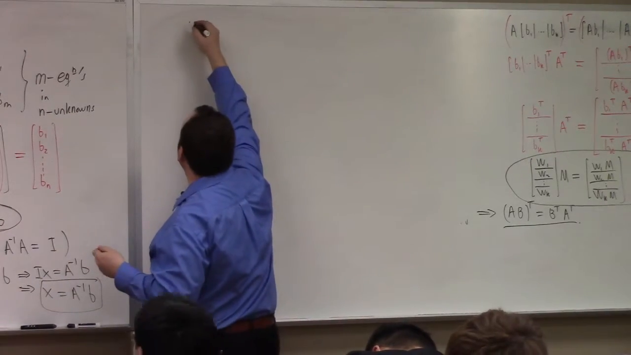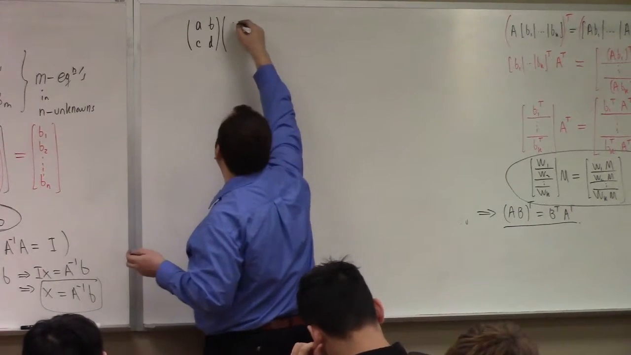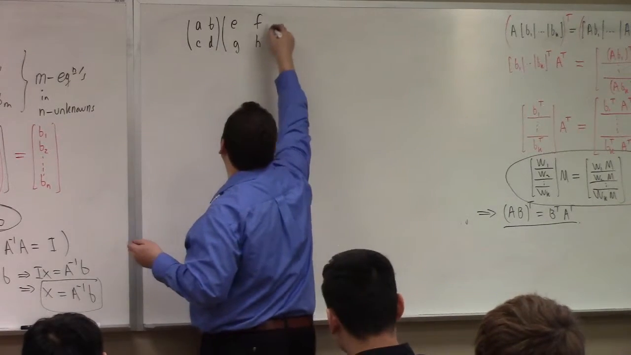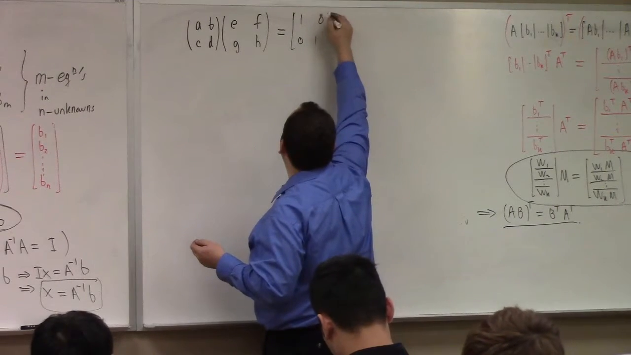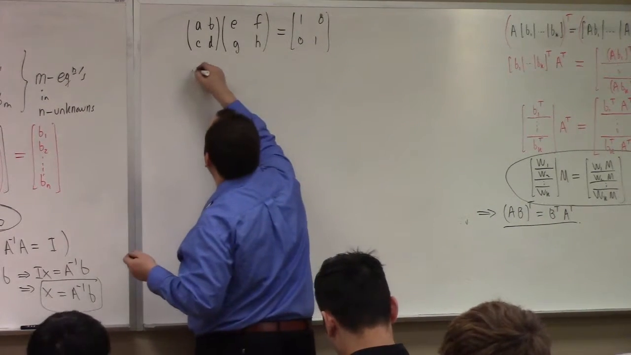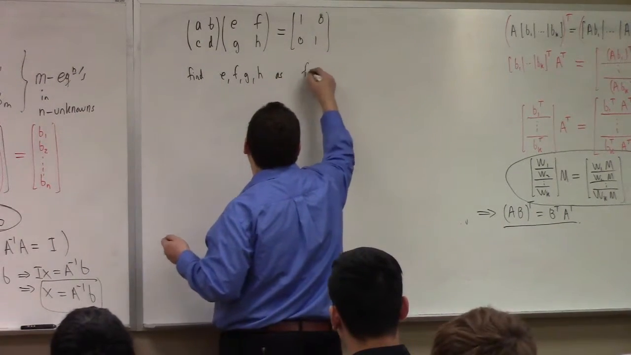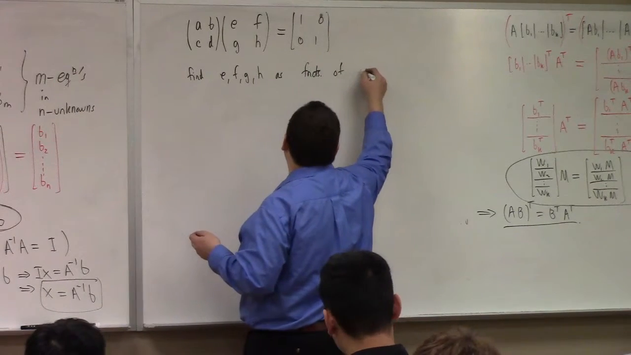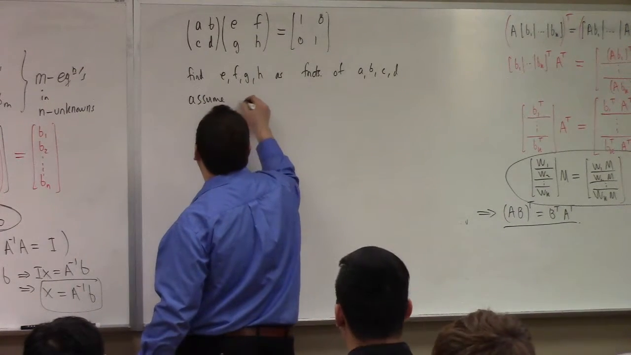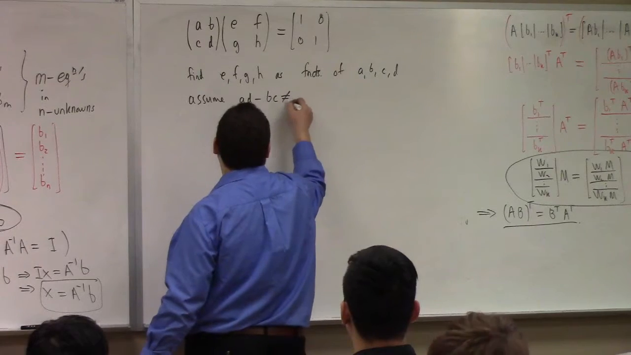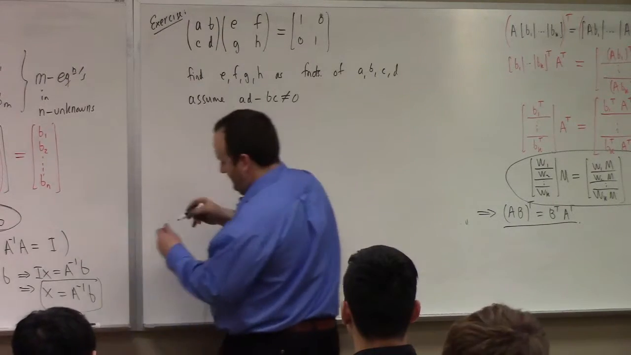So I want you guys to try to work this out. We've got the matrix A, B, C, D times another matrix, let's say E, F, G, H, equals 1, 0, 0, 1. I want you to find E, F, G, and H as functions of A, B, C, D. You should assume that AD minus BC is not equal to 0. Exercise. You have 2 minutes.